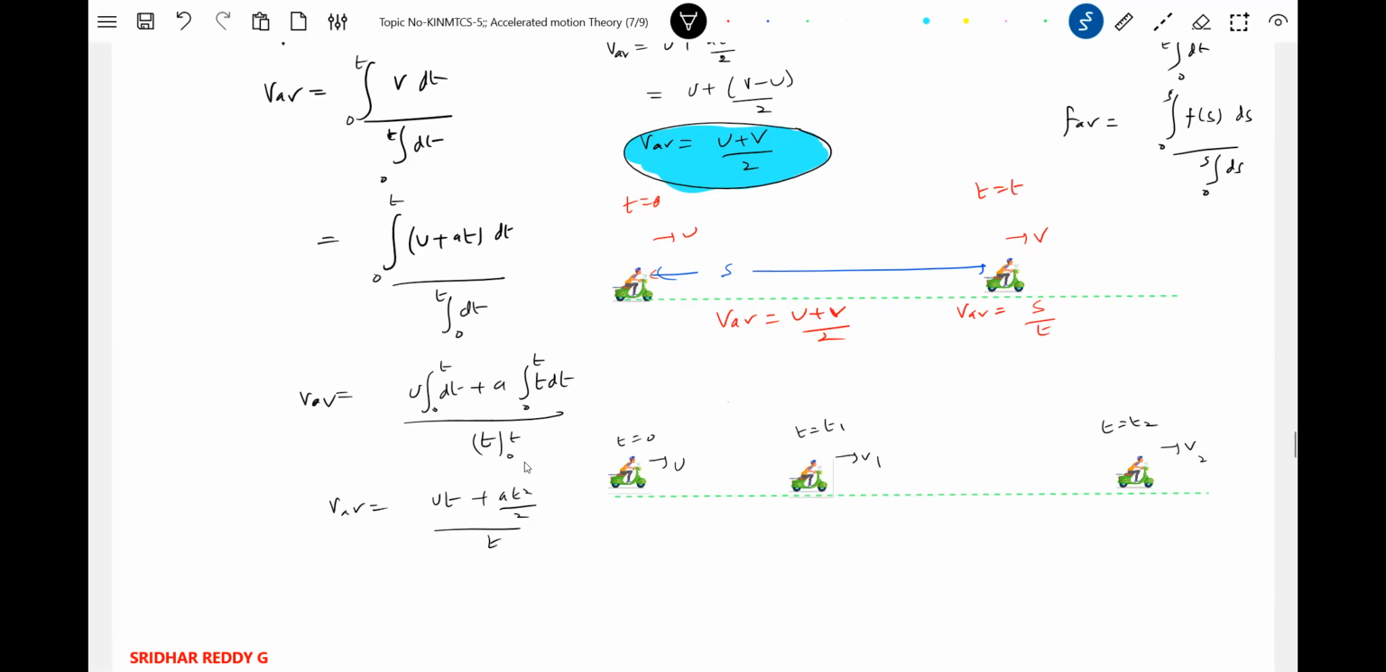Now how to calculate average velocity for the interval 0 to t1? V average equals u plus v1 by 2. That's all. So what is this average velocity? For an interval t equal to 0 to t equal to t1. Similarly, I want average velocity for the interval t1 to t2. Then just write like this. It's accelerated motion, no?